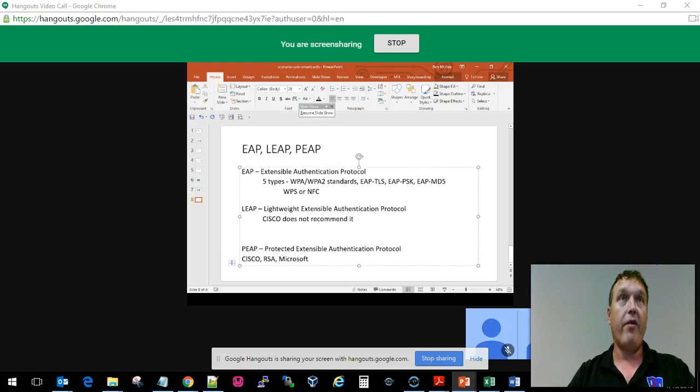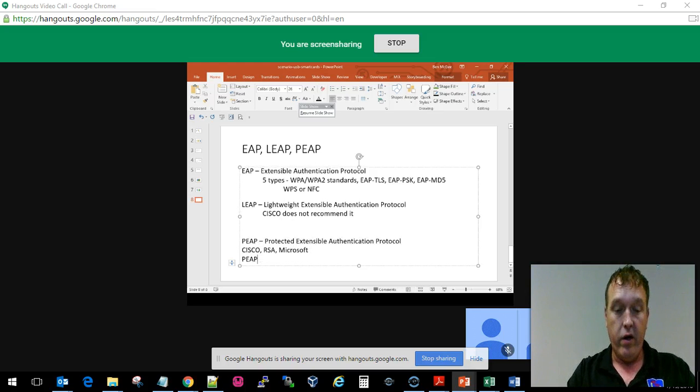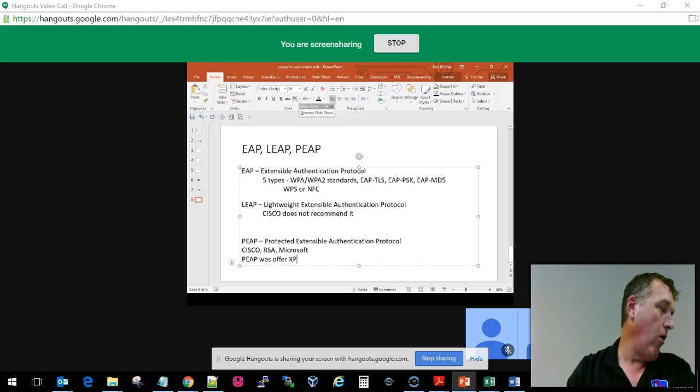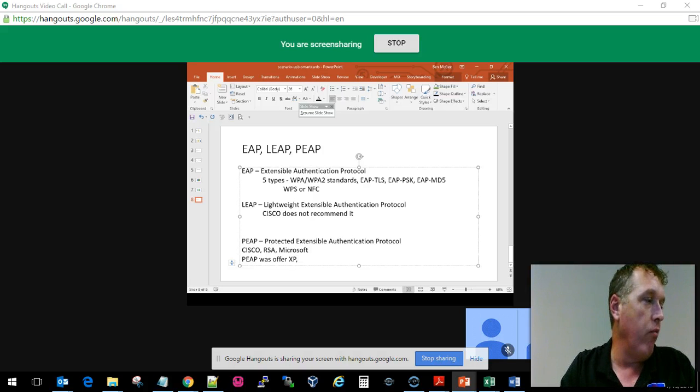And that was developed by the three-headed monster that's showing up here, Microsoft, RSA, and Cisco. And they started offering this with Windows XP. So PEAP was offered initially with XP, and now most versions of Windows as well as Ubuntu oftentimes will have flavors of PEAP in there. It's considered more secure because it establishes this thing called an encrypted channel.